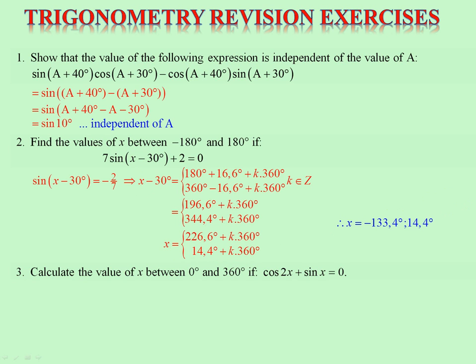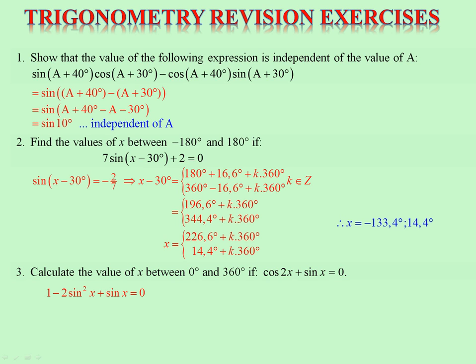Next one, calculate the value between naught and 360 if cos 2x plus sine x equals 0. Now, we cannot work with that with a cos 2x and a sine x. We're going to have to reduce that. Remember, cos 2x is complicated when it's sitting with a sine x. So we're going to have to expand. One of three expansions. Cos squared minus sine squared with a sine. No, I don't know. 1 minus 2 sine squared with a sine. Yes, seems likely. 2 cos squared minus 1 with a sine. No. So we're going to use 1 minus 2 sine squared x.